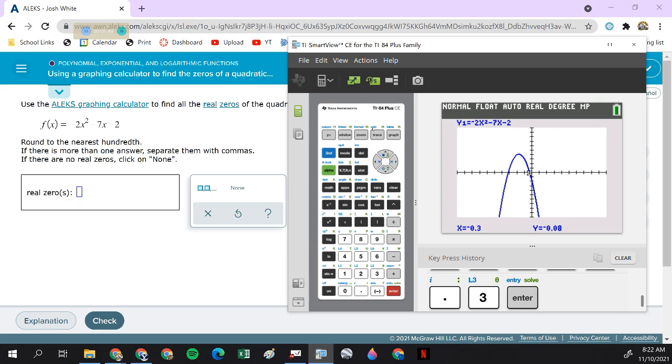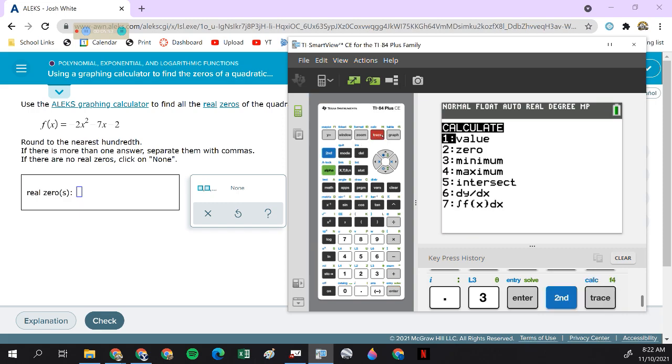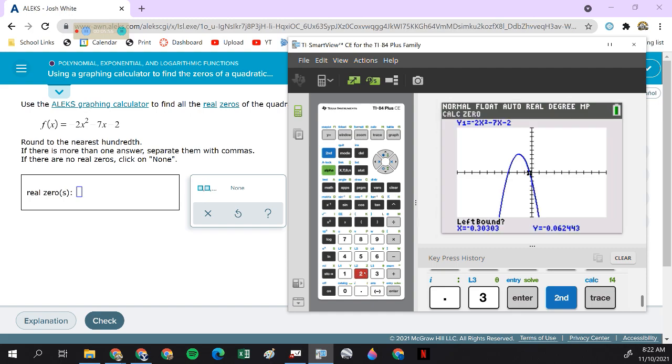right above trace, you see calc. Push second calc. And then we want to find the zeros. So push 2. And now I need to pick some number to the left. And then some number to the right.